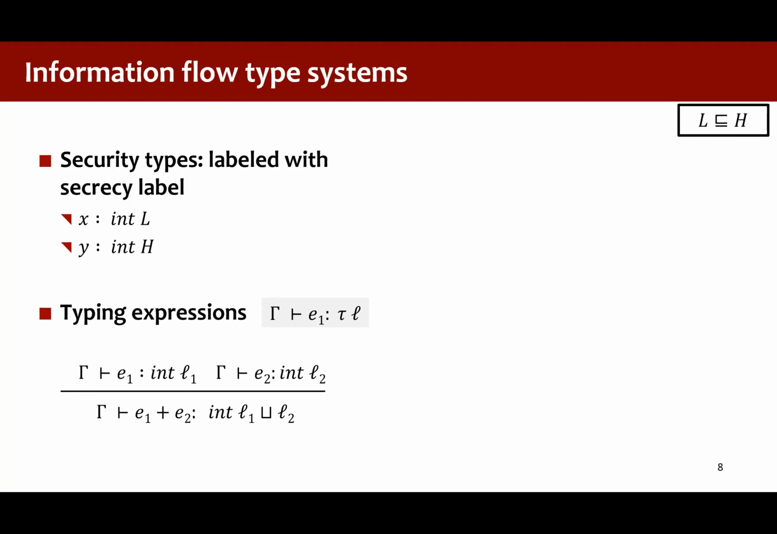Here's one example typing rule for sum. If I want to do the sum of two expressions E1, E2, E1 will have the type int with the label L1, E2 will have the label L2. Because the sum has information flow from both E1 and E2, I have to compute the join of the two labels. In this simple two-point lattice scenario, if either L1 or L2 is high, the resulting label will be high. If one part of your addition contains secret, the sum also contains secret. So that's expression typing. Any question about this?